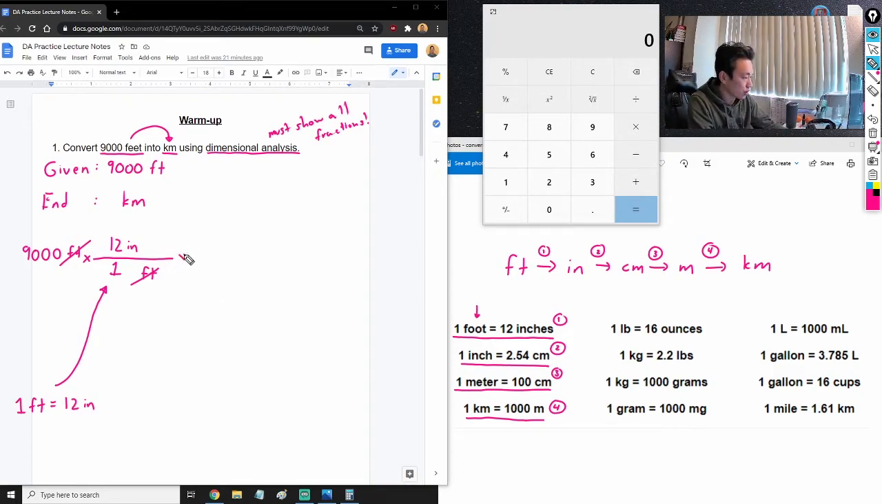Okay, next we're going to use equation number 2 to set up another fraction. We're going to use this one right here. Okay, we have inches on the top now, and we want to get rid of inches, so we're going to put 1 inch on the bottom.